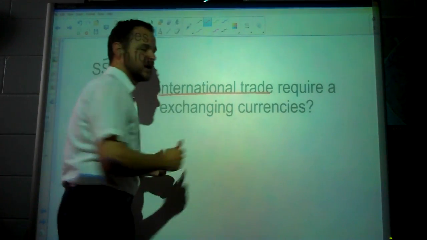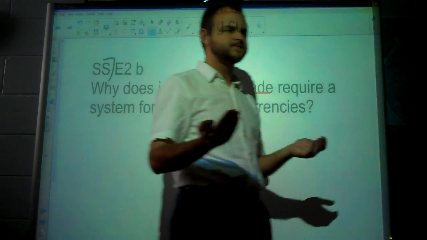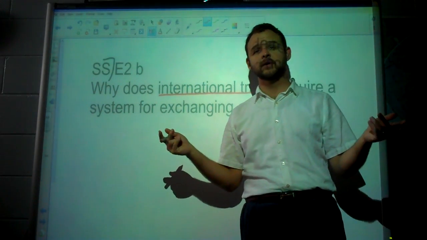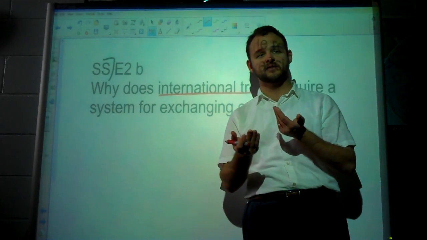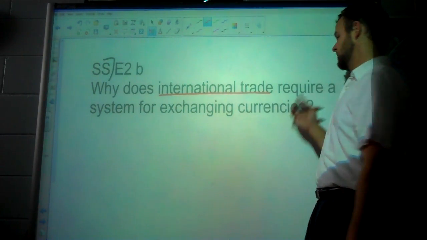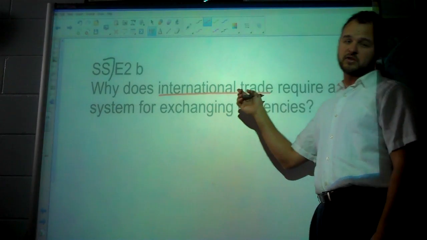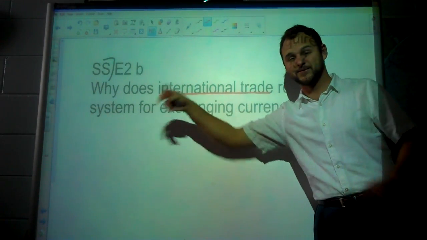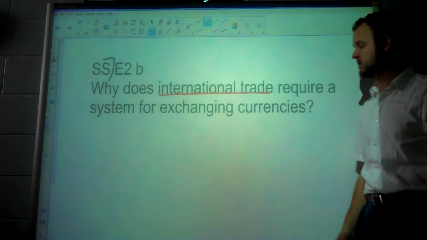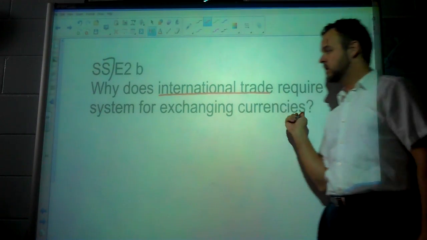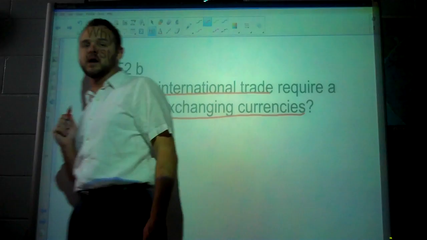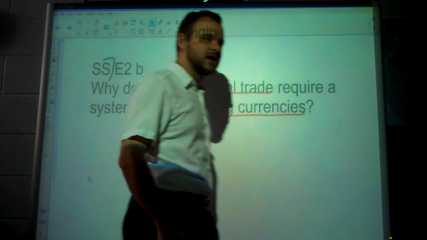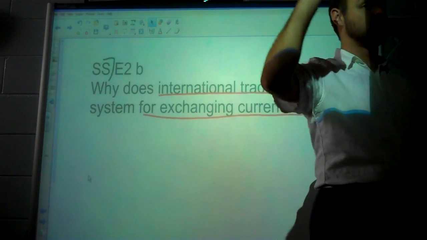What is international trade? Well, isn't it self-explanatory? International means worldwide. Trade means the exchange of goods and services. Why does the exchange of goods and services worldwide require a system for exchanging currencies? And what is exchanging currencies? Well, a currency is money. So let's talk about it in a real-life example, and then you will put this in your own words at some point.